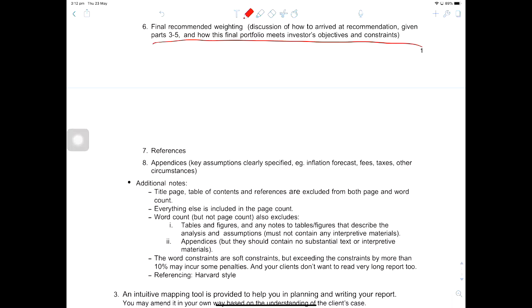Or if you want to have a table to summarize all of the key assumptions like inflation, interest rate, GDP growth, and even commodity price, if you want to include commodity or gold price forecast, you might include this into the appendix.